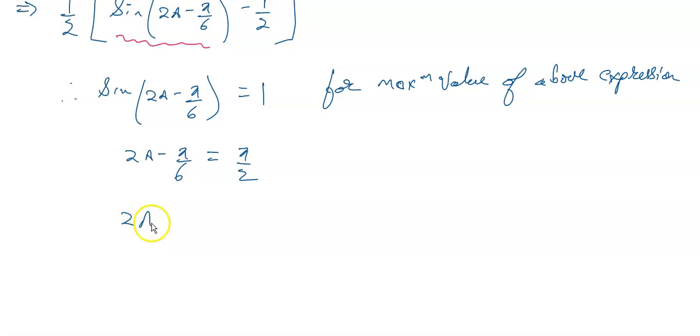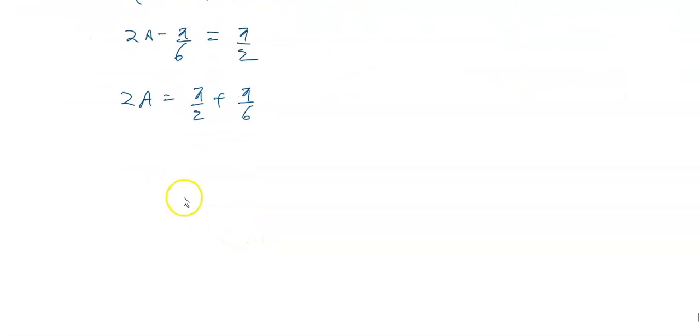So from here we get 2a is equal to pi by 2 plus pi by 6. That is 2a is equal to 2 pi by 3 in fact. So I directly wrote 2 pi by 3. Then this 2 and 2 get cancelled. So we get the required value of a is pi by 3.